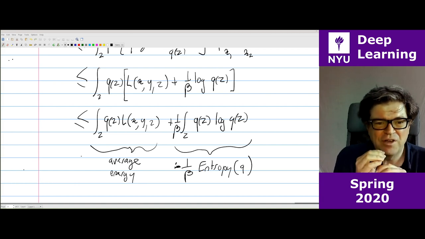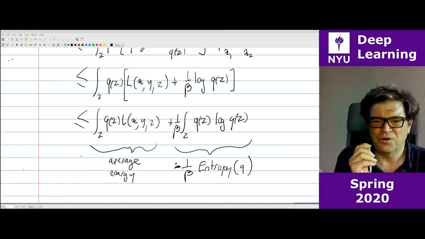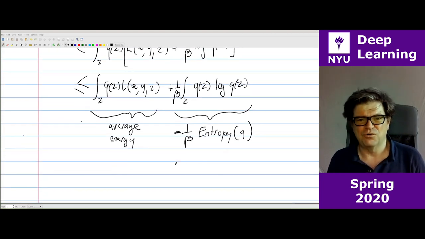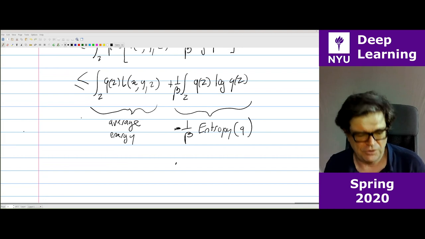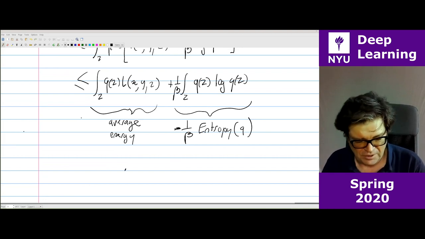They minimize the expected reconstruction error, which is L of XYZ, with respect to the parameters by sampling the latent variable Z according to a Gaussian distribution, okay? But at the same time, there is what's called a KL term, which is the second term that basically tries to make the distribution as high entropy as possible. Now, this formula is exactly identical to a formula that people use in statistical physics. So physicists have a very famous formula.